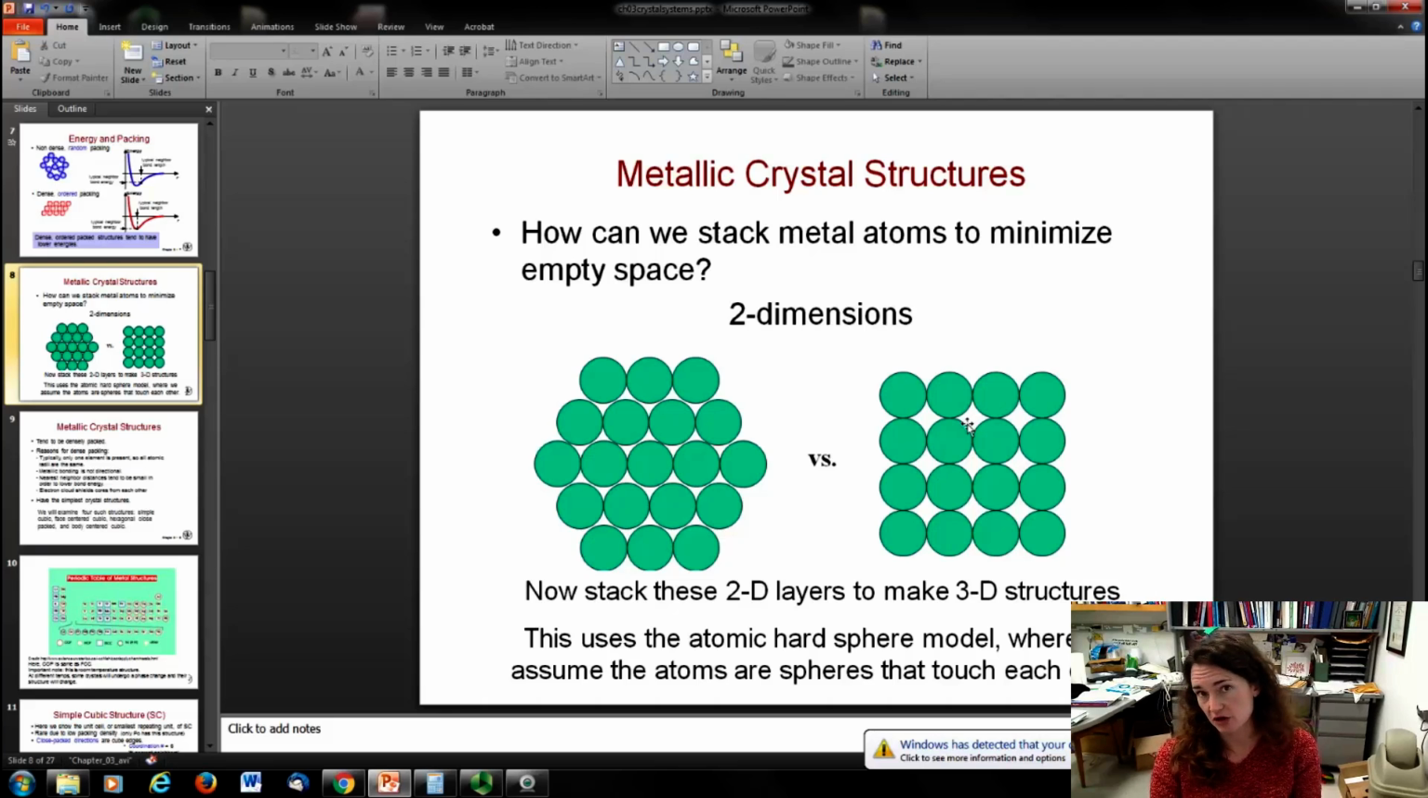And it's a nice model of metallic bonding where you have the atom and then surrounded by that sort of electron sea, if you will. So it works well for that.